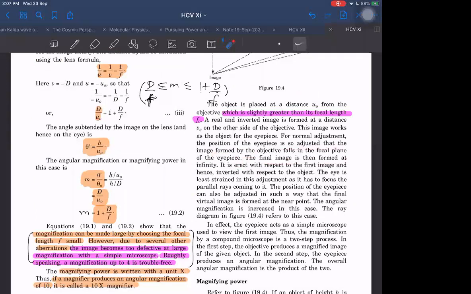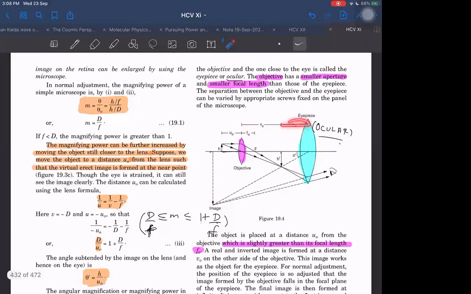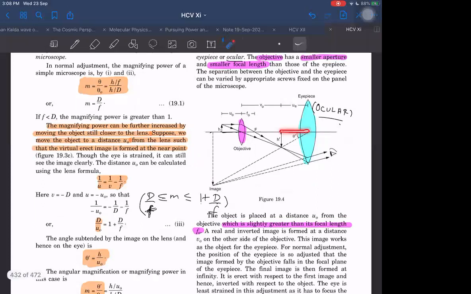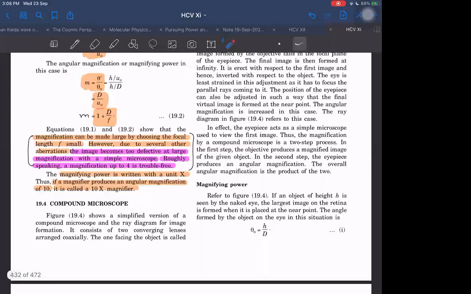So it is a focal plane, and the final image is formed at infinity. The diagram they are not drawing like that, but they are giving it as UE. If we keep it at f naught, then this image will be formed at infinity. But they are not keeping it at the focal length of the eyepiece. They are keeping it at a UE distance, which is again close to the focal length of the eyepiece, but not exactly equal to it. It is less than the focal length of the eyepiece, I think.